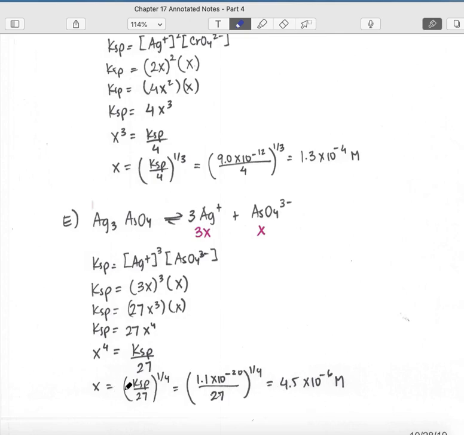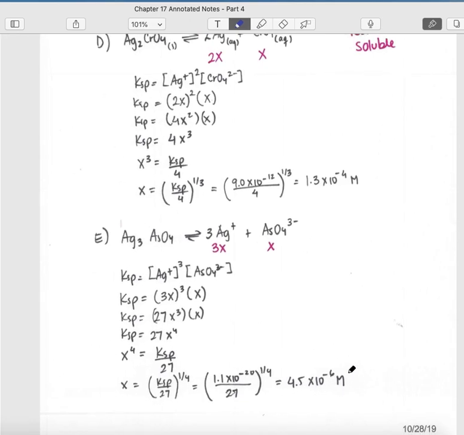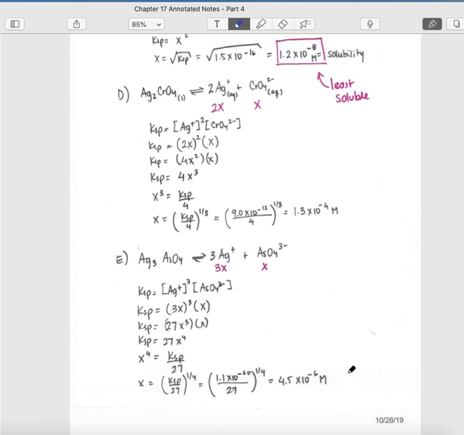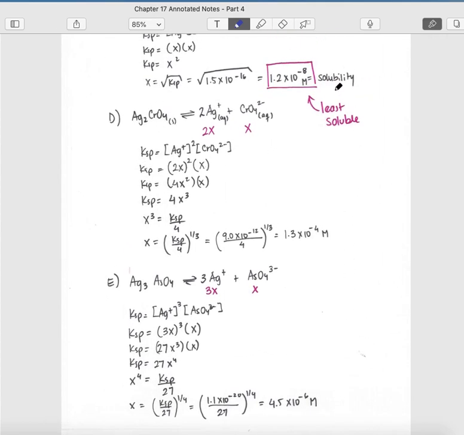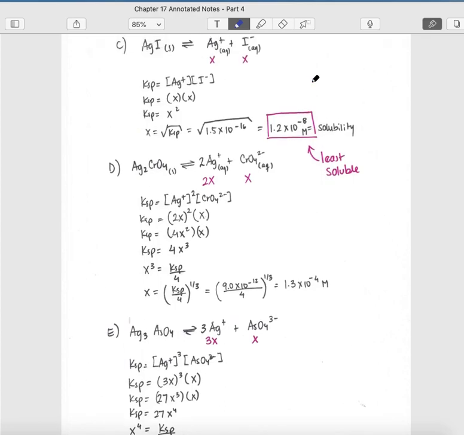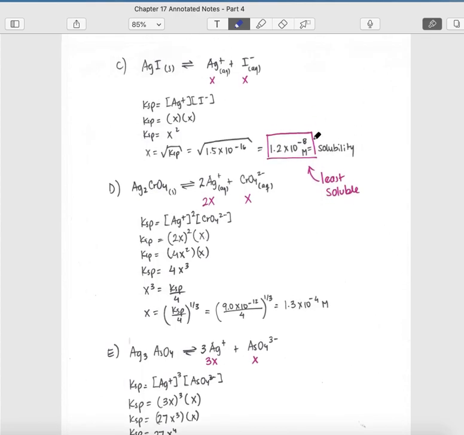All right, and so we end up with our final solubility for the silver arsenate as 4.5 times 10 to the minus 6 molar. The question initially was, which one is the least soluble? And so as you can see, by comparing the solubilities of these three compounds, the one with the smallest solubility is the silver iodide. So that's how we have solved the problem. Silver iodide is the answer.